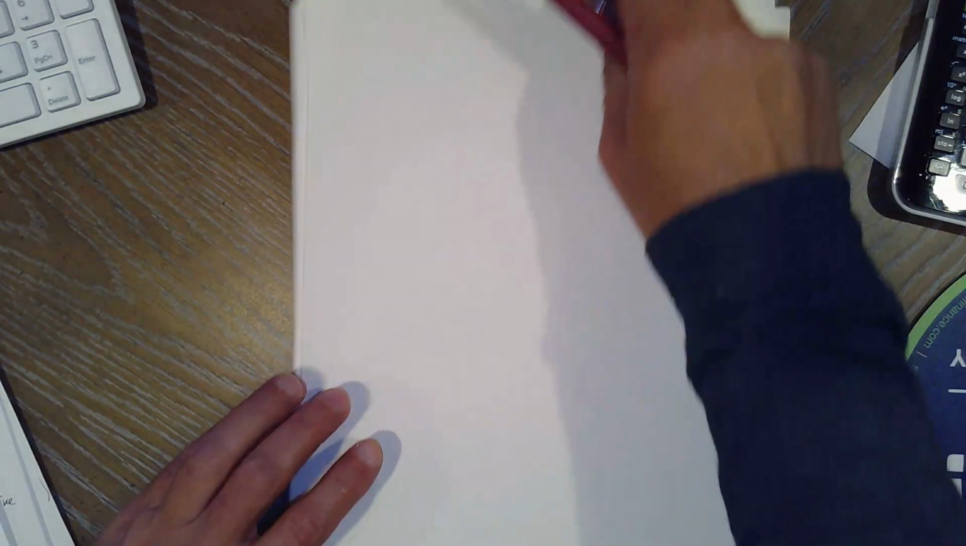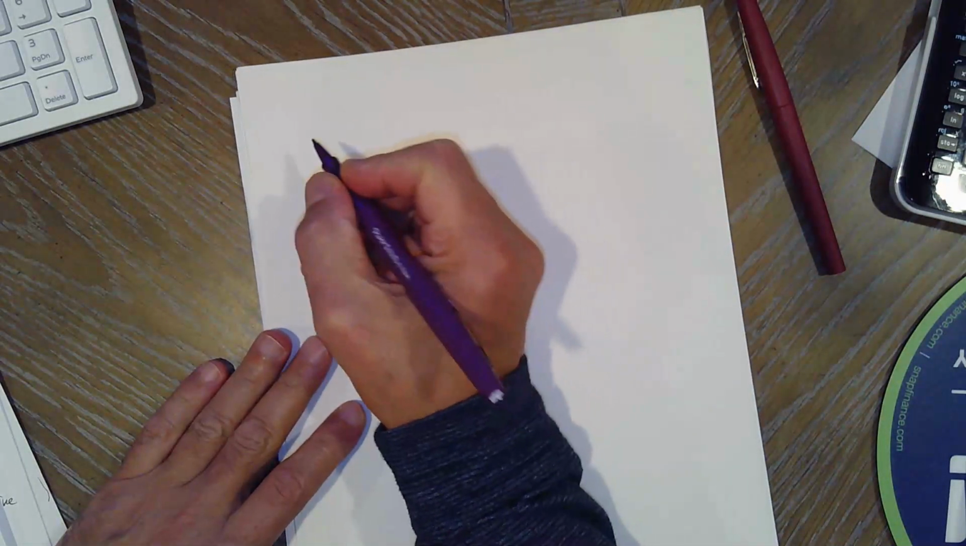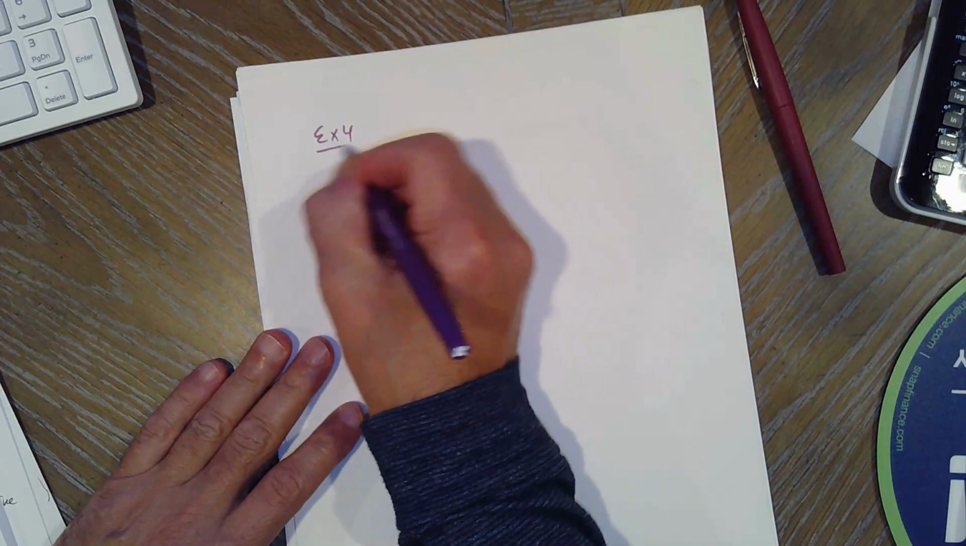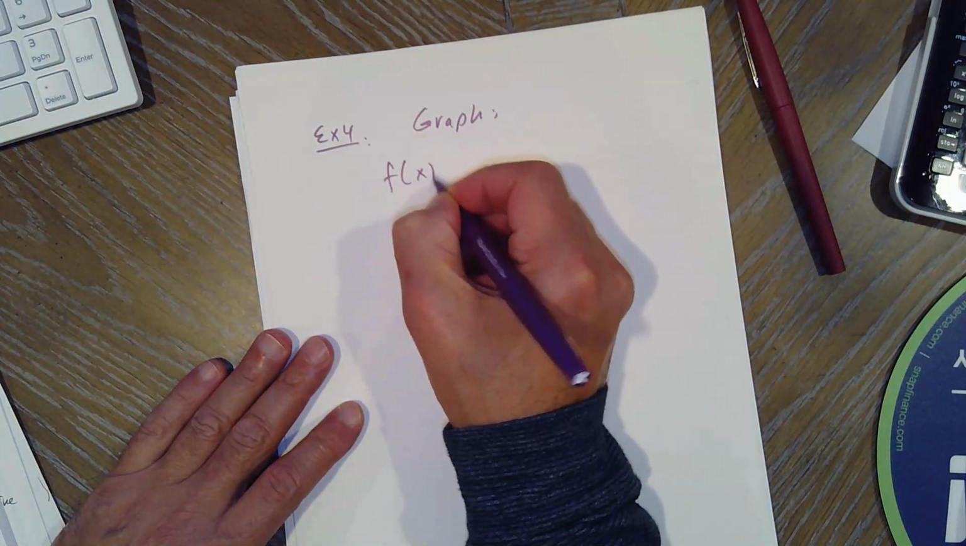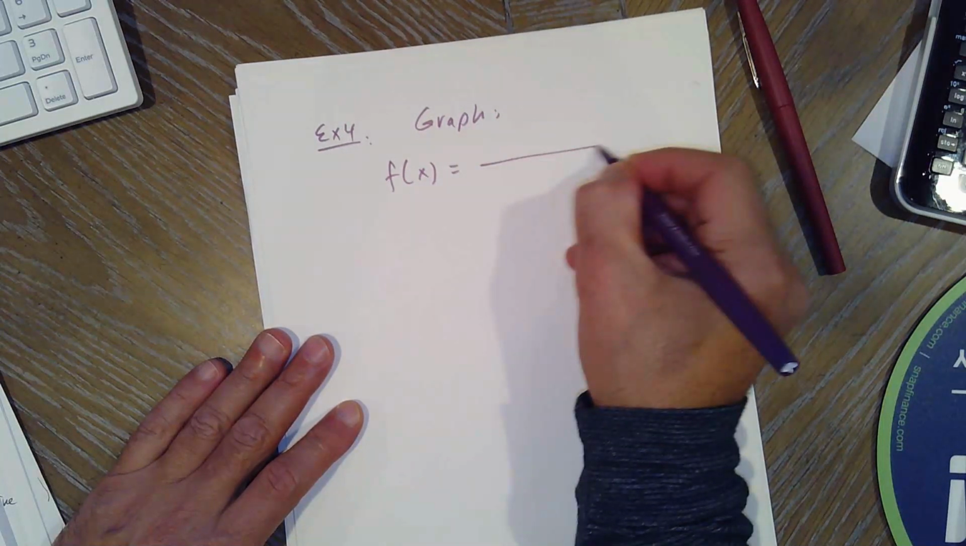So now I want to continue where I left off, 4.5 and 4.6. I want to show you more examples about graphing functions. Example 4. How do I graph the rational function f of x equals x squared plus 1 over x squared minus 4?